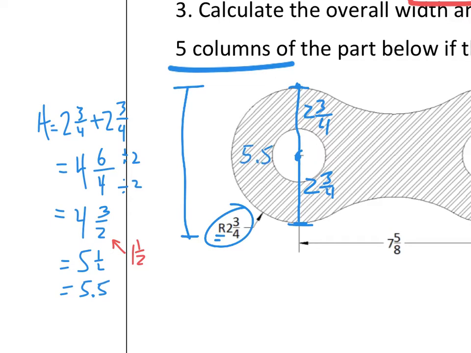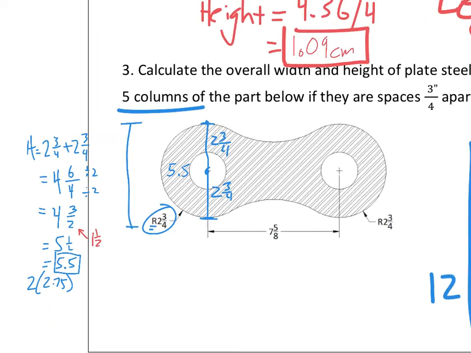Another way to do that is to go to your calculator and just take 2 times... Let's make this. Remember, 3/4 is 0.75. So we could do 2 times 2.75. And we'll work more with fractions as we go. So either way you do it is fine. For now, 5.5.